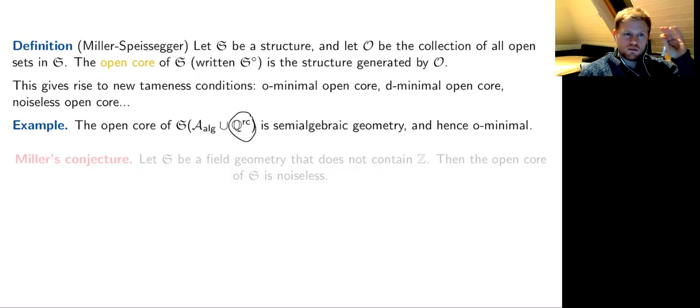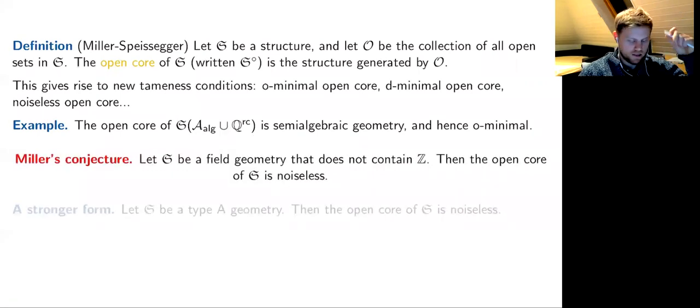But actually, I'm not so much interested per se in this topic, or for my talk, in the open core. What I'm interested in is something that I definitely like, but other people too like to call Miller's conjecture, which is that if you take a field geometry and it does not contain Z, then the open core of the structure is noiseless. I'm pretty sure that Chris wouldn't say that this is a conjecture. I think he would only ask it as a question. I hope it's true. I'm probably also more optimistic that this is true. If it's false, it's my fault. Then blame me for calling this a conjecture and not Chris.